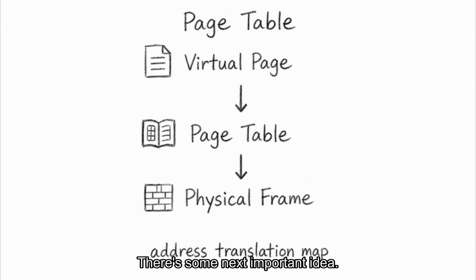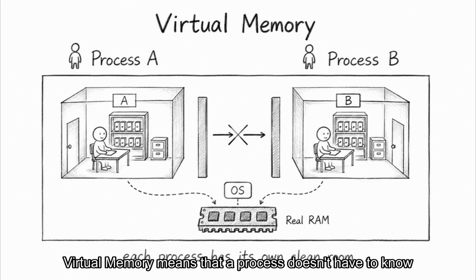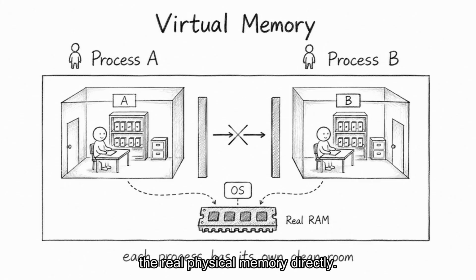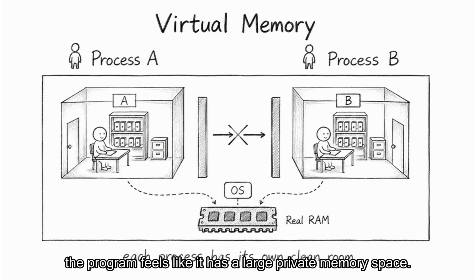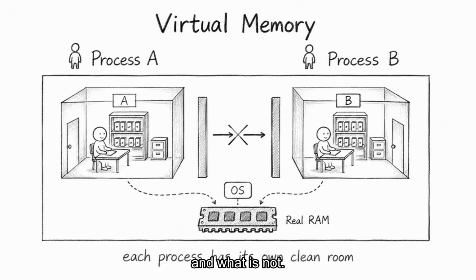There's another important idea: virtual memory. Virtual memory means that a process doesn't have to know the real physical memory directly. It uses a virtual address space. In simple terms, the program feels like it has a large private memory space, but the operating system decides what is really in RAM and what is not.